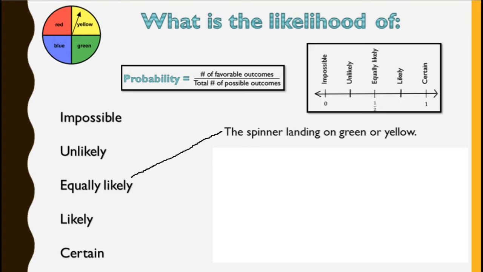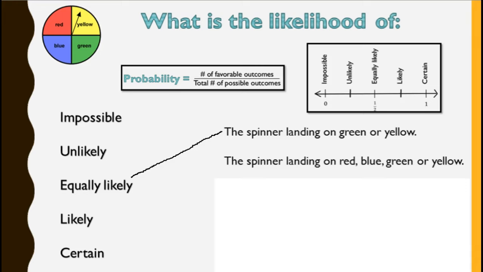Okay, let's look at the next one. What's the probability the spinner will land on a red, blue, green, or yellow? A red, a blue, a green, or a yellow. That's 4 favorable outcomes. And there's 4 total possible outcomes, right? That equals 1. So, look here, we can use the word certain. Okay, so I'm going to draw a line to certain.